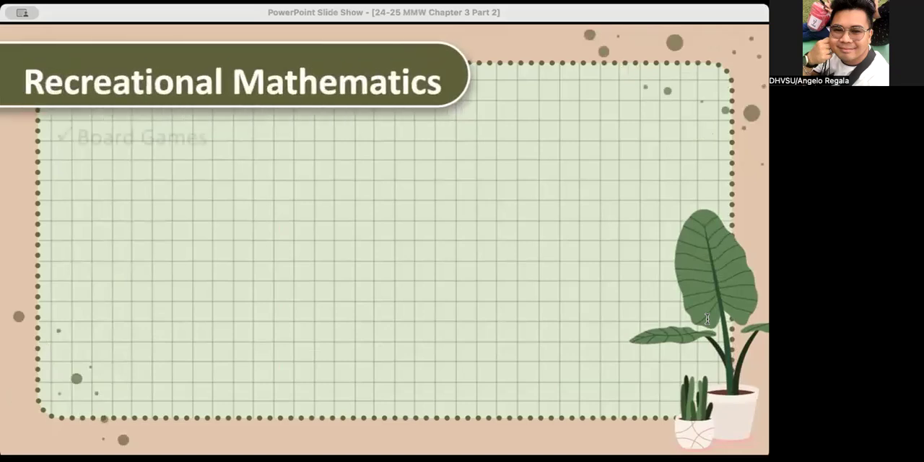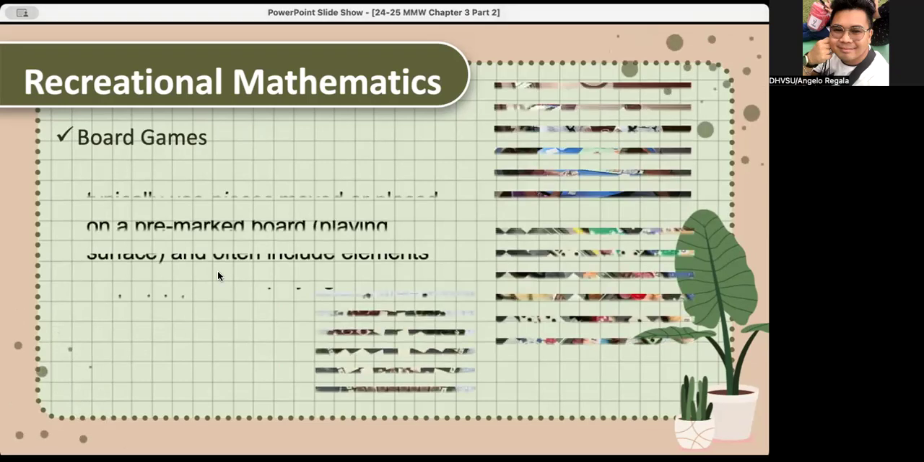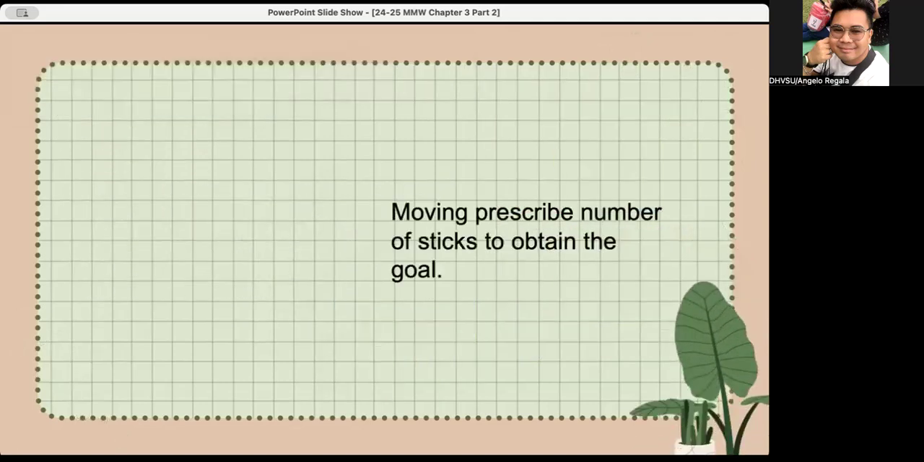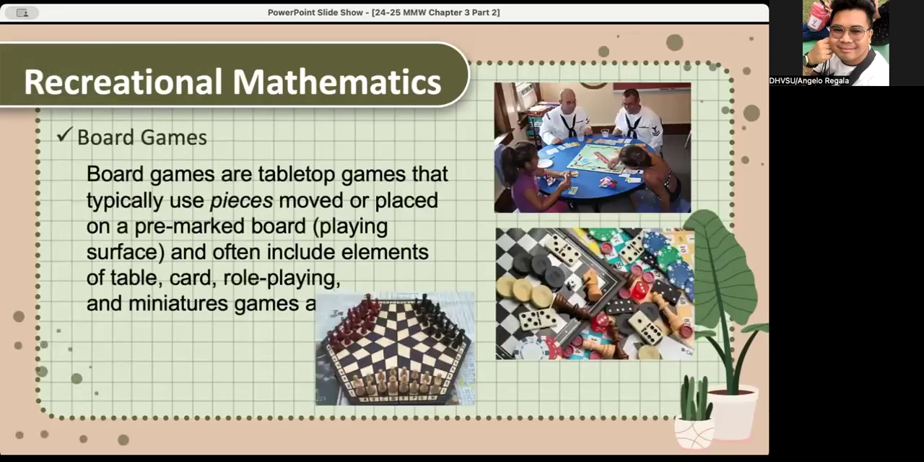Next one is board games. So board games are tabletop games that typically use pieces, moved or placed on pre-marked locations or part of the board. Okay? So usually, familiar tayo dyan, chess, no? Snake and ladders.